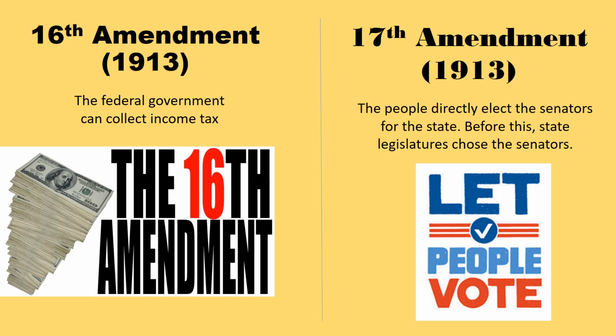The 17th Amendment, also passed in 1913, allowed people the ability to directly elect the senators for their state. Before this, state legislatures chose the senators, and so this hands the power of voting for senators to the people. So that is a victory for the citizenry of the United States, and it's been this way ever since.